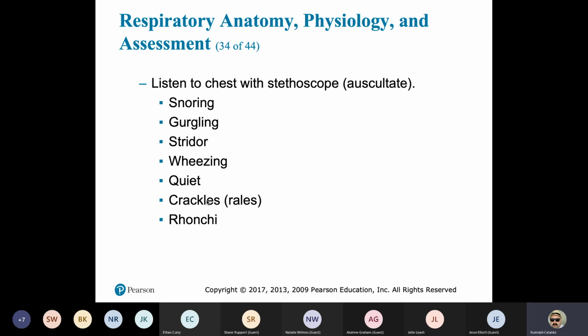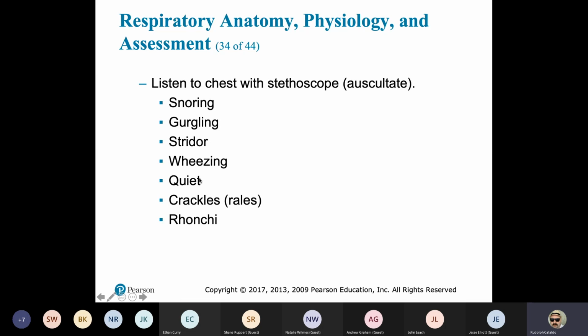Listen for snoring. So maybe we have a tongue obstructing. Listen for gurgling. So we have some sort of fluid in the airway. Stridor. What does stridor indicate? Upper airway obstruction. Okay, upper airway obstruction, right. Wheezing. What's that indicate? Asthma. Asthma or some sort of lower airway disease, right?